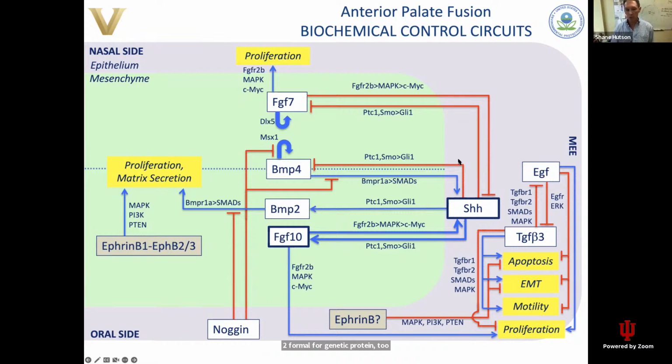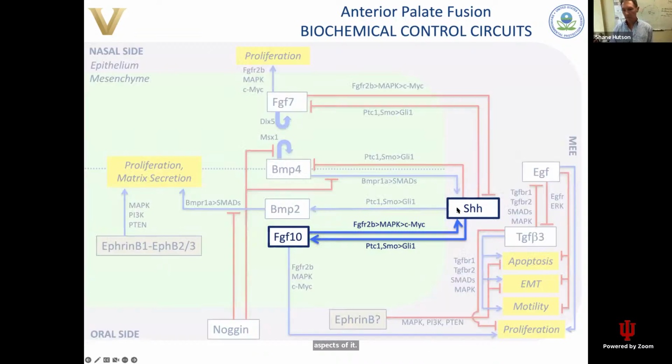Some of them are inhibitory. Sonic Hedgehog, in contrast, suppresses the secretion of BMP4. And BMP4 has this auto activation of itself there. So there's lots of regulatory elements within this circuit. For what I'm going to tell you, I'm going to focus on two little aspects of it.